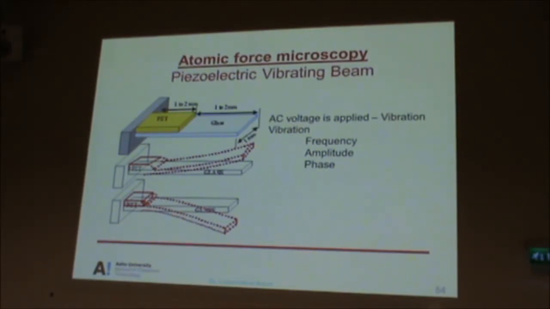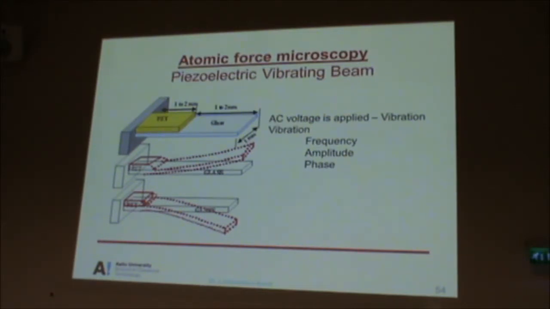Okay, the next thing that we're going to deal with is a vibrating beam. Now if you take a beam, it's called a cantilever, or a beam. You put a piezoelectric material here, and you apply AC voltage. Now, depending on whether it's contracting or expanding, the beam is going to move up and down. Okay, and when you apply AC voltage, it's going to vibrate at a frequency. The maximum distance the end travels is called amplitude.